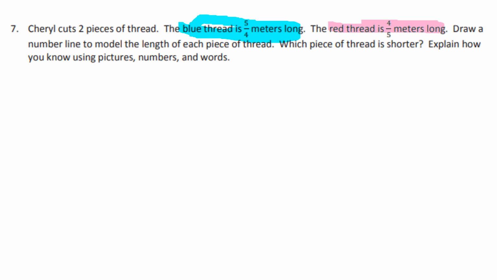All right, Cheryl cuts 2 pieces of thread. The blue thread is 5/4 meters long and the red thread is 4/5 meters long. Draw a number line to model the length of each piece of thread. Which piece of thread is shorter? Explain how you know using pictures, numbers, and words.